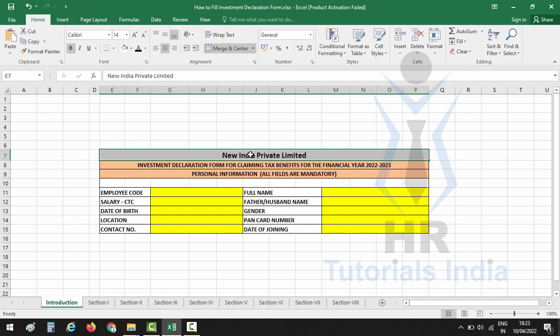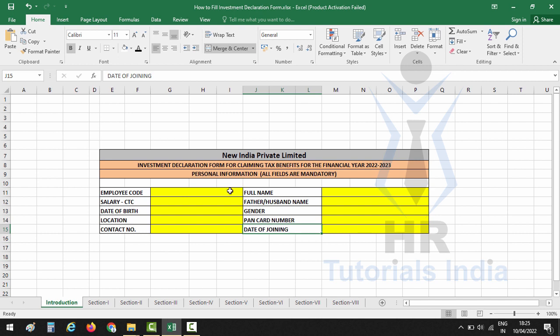Now let's move on to the first sheet, that is introduction, wherein the company name will be displayed along with the employee code, date of birth, location, contact number, full name of the employee, father's name, gender, PAN card number, and joining of the employee with the company. These are the basic information which need to be filled by each and every employee in the investment declaration form. It varies from company to company, but most of the companies follow this kind of declaration form.